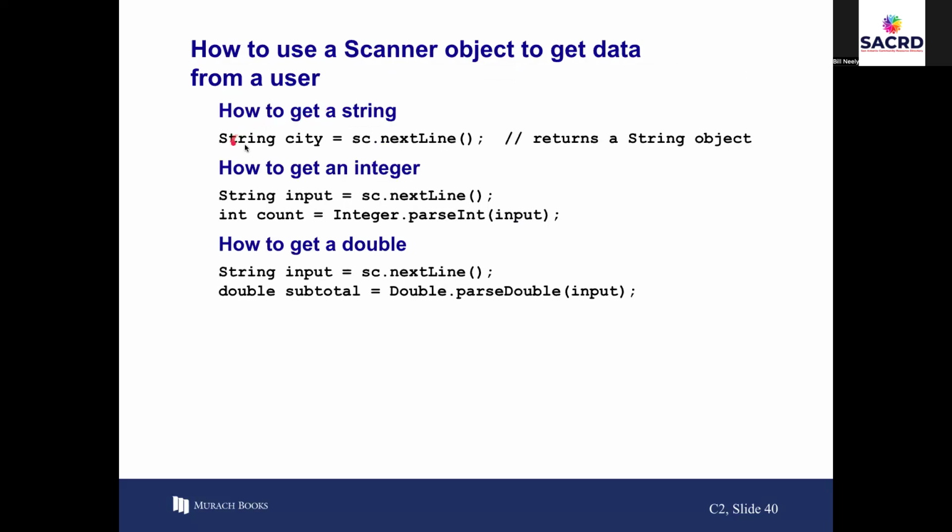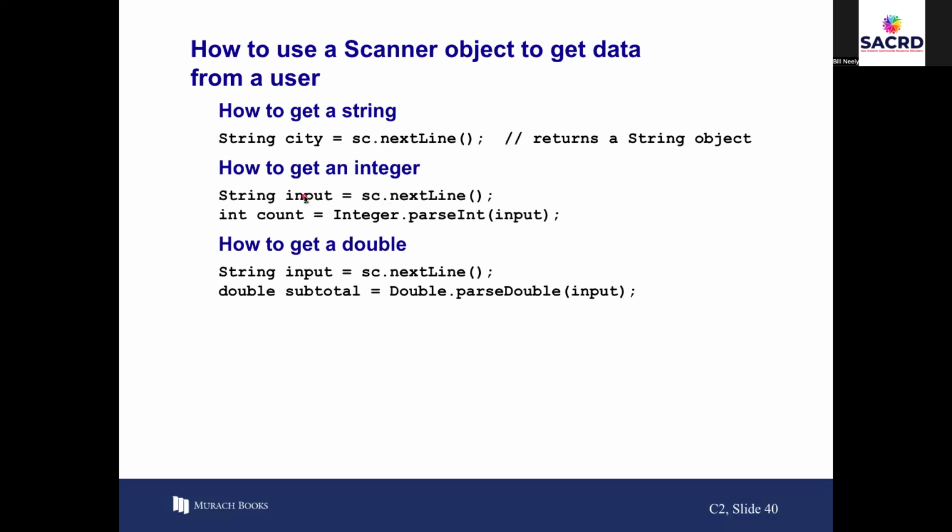So here's how it works. String, I'm declaring a variable named city. It's of data type string. It's going to be scanner.nextLine. Here's how I get an integer. I declare a variable named input. It's of type string. I get the next line, and then I declare a variable named count of type int, and I use the parseInt method to convert this.